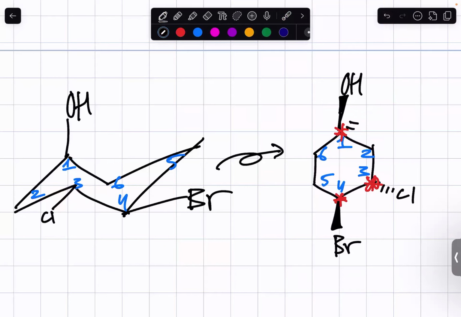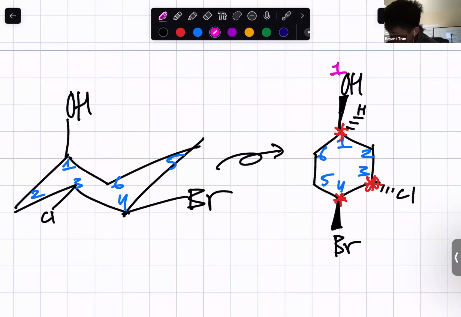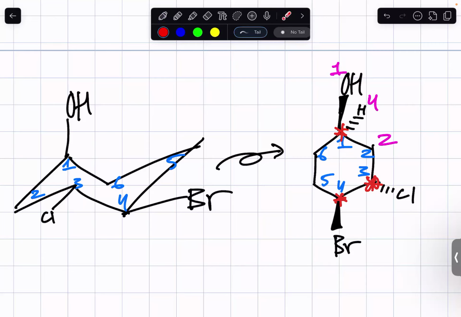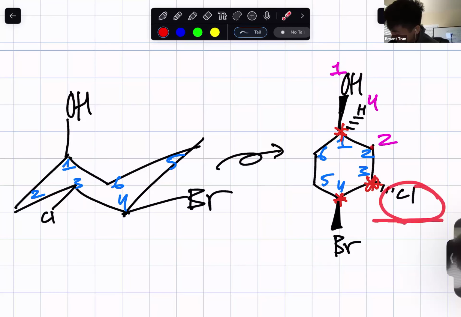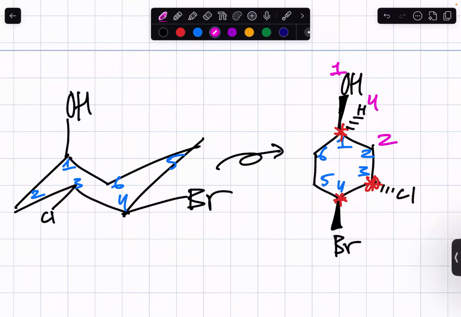The OH, the alcohol is 1, the hydrogen is 4, carbon number 2, it's 2, because there is the chlorine with the high atomic number, and the 6 is the third one. Yes, correct. Nice.